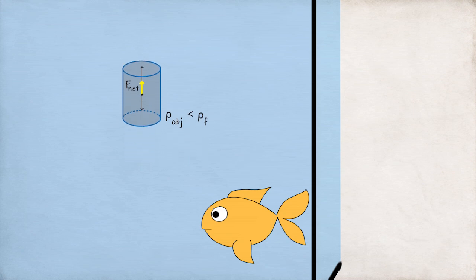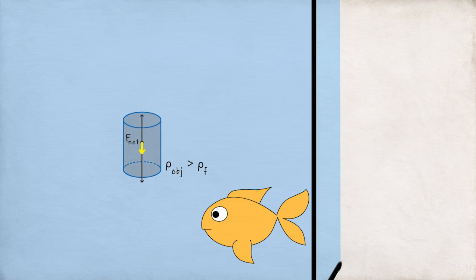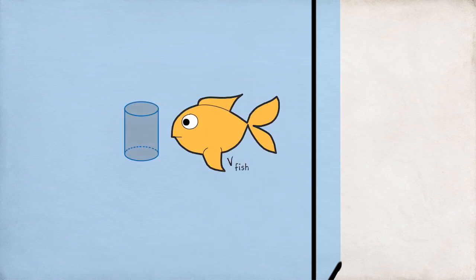This net upward force will cause the object to rise until it floats at the top. If the object were denser than the fluid, the total force resulting from the pressure would still be the same, but the net force including the pull of gravity would now be down, and the object would sink. For any shape, not just a cylinder, the important factor is the volume of fluid that the shape displaces.